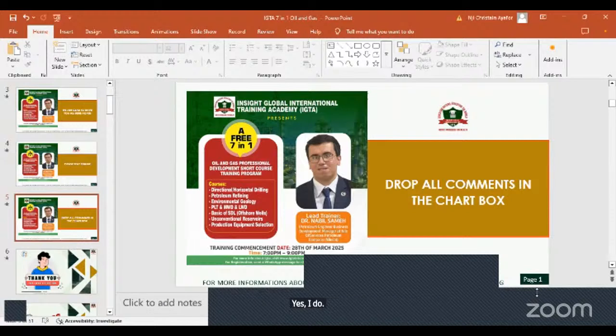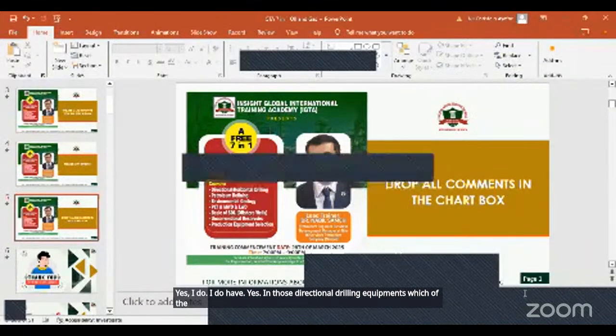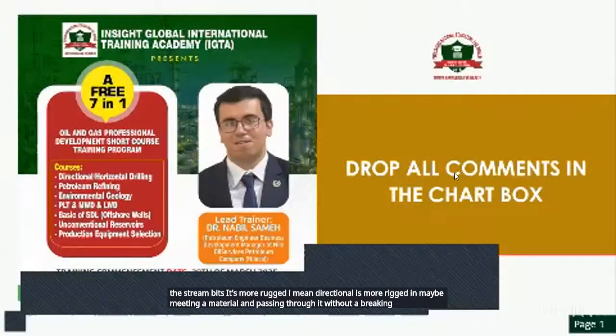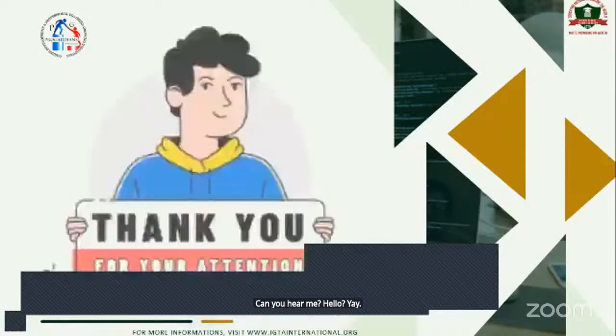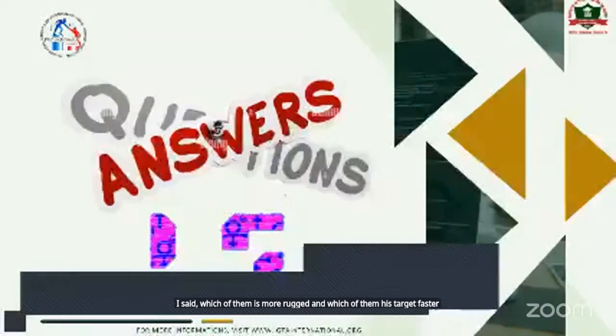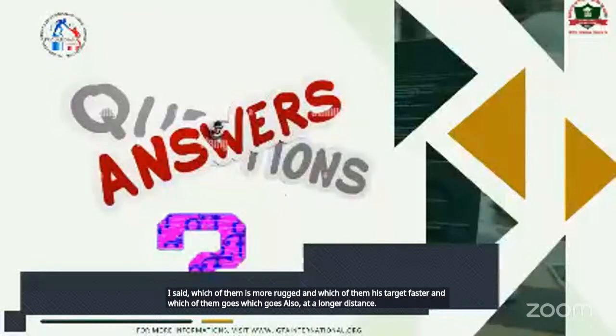In those directional drilling equipments, which of the drill bits is more rugged? I mean, which is more rugged in meeting a material and passing through it without breaking as it goes along? Which of them hits its target faster, and which goes a longer distance when compared to the others?